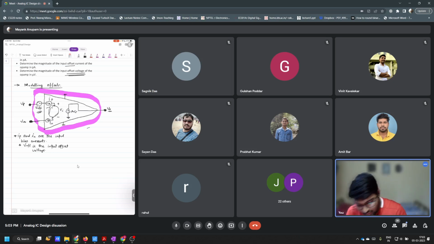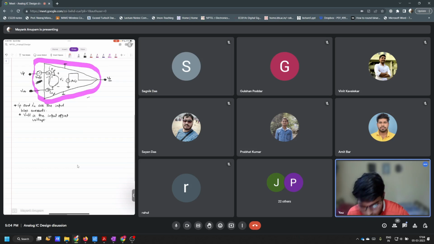So what we mean by that is that you have to calculate how much is the V offset. Suppose you go to the market and you buy an op amp. It will come with its own set of non-idealities, right? So first of all, you'll have to find out how much is the non-ideality in this particular op amp. You'll have to do some set of experiments to measure how much is this offset voltage V off, and how much is this offset current IP and IN, isn't it?